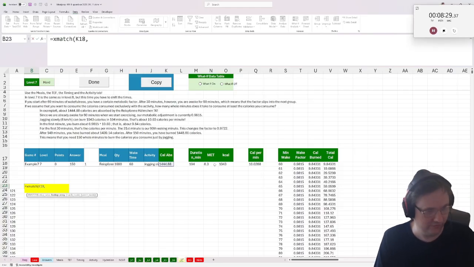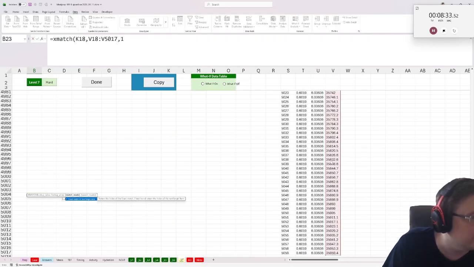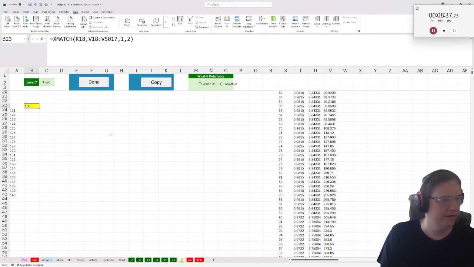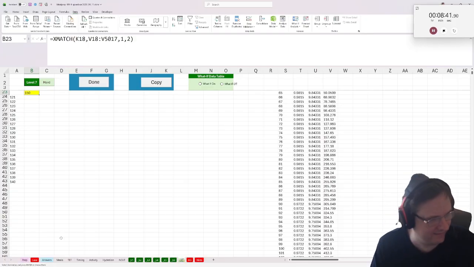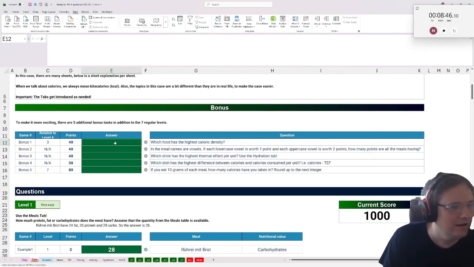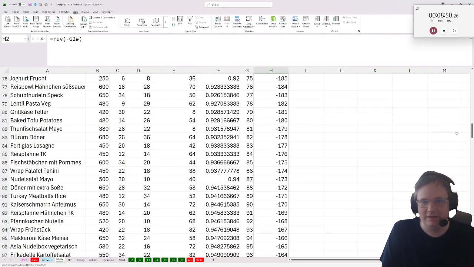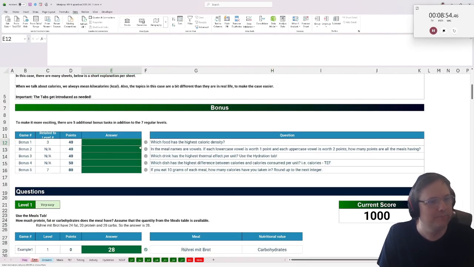That's how many calories I need to absorb, right? Looking on here, I use exact match or next larger, and again, I use binary search because it's already sorted for me. And using binary search makes it run nice and fast instead of crashing Excel like I did during the live attempt. Okay, 1,000 points. What food has the highest caloric density? Well, guess what? We already sorted it, so it's got to be that one.